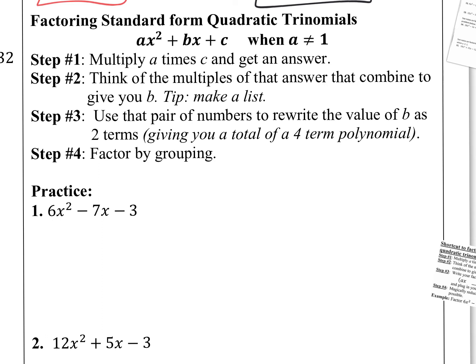Right here, your a value is 6. So you cannot say, oh, parentheses, x, x. You can't do that. Why not? Because x times x is not 6x squared. So we're not going to even bother writing down that factored form format. What we are going to do is follow the steps written above. Step 1 says multiply a times c and get an answer. So everybody should write down right here 1, a times c, and let's get an answer. What is a times c?